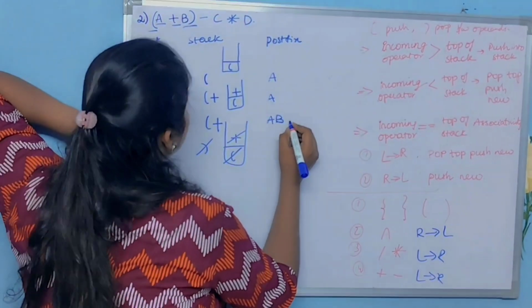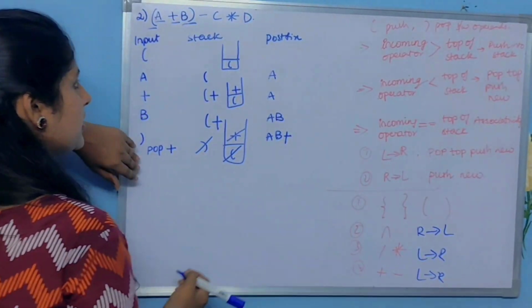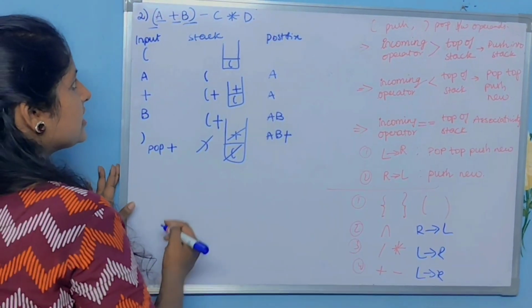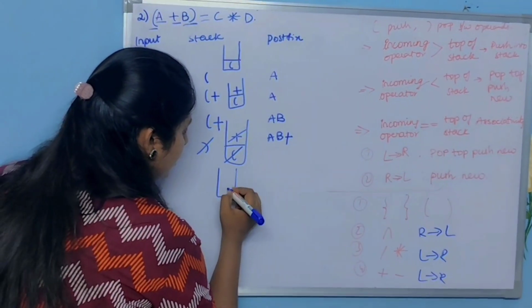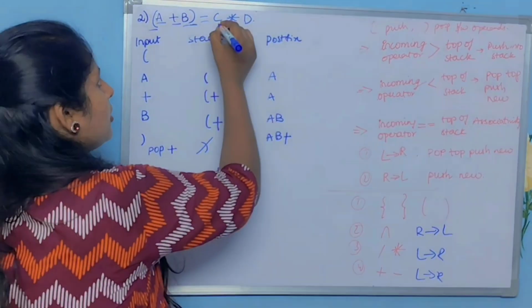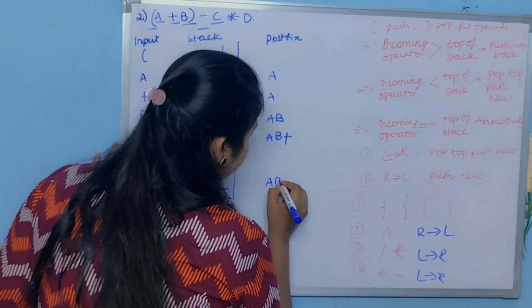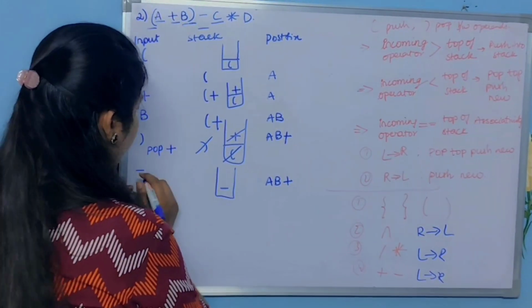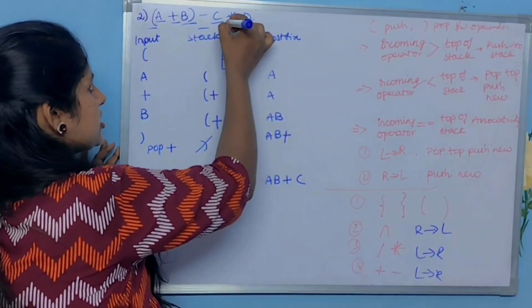Okay. So what do you write? AB plus. Okay. The next one is minus. So now the stack is empty. You can directly add elements. Now the next expression is C. So A, B plus. You can directly add C into stack. Sorry, C into postfix expression.